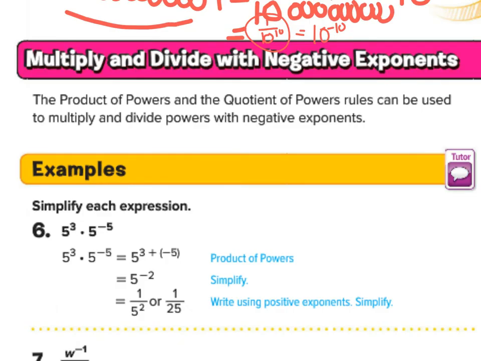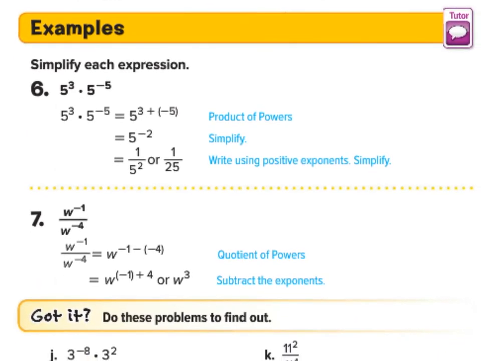Please make note of this next key concept. Multiply and divide with negative exponents. The product of powers and the quotient of powers rules can be used to multiply and divide powers with negative exponents. So we can use those rules that we've been using where we add and subtract exponents.